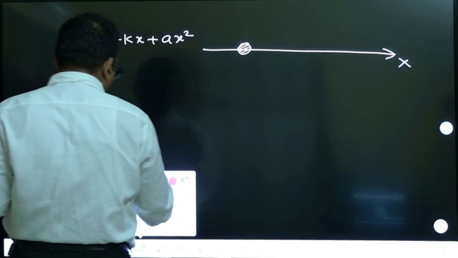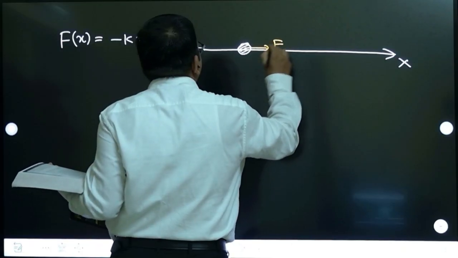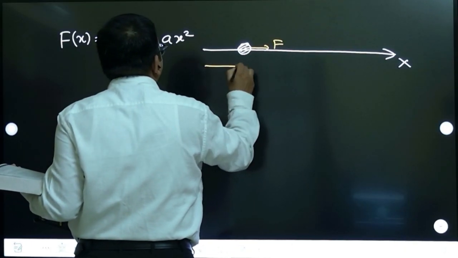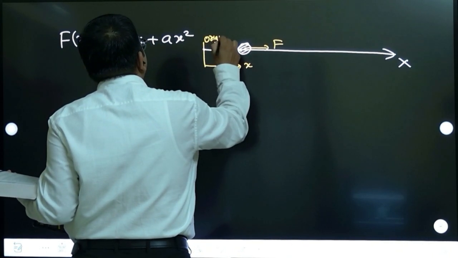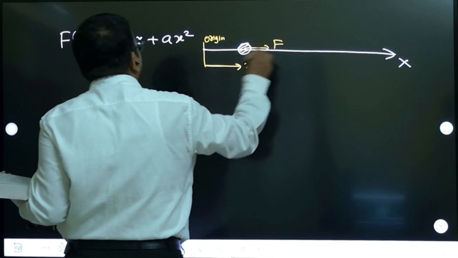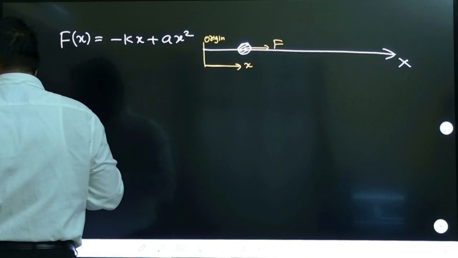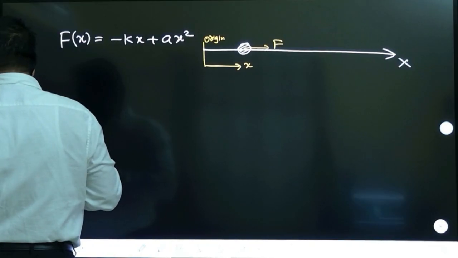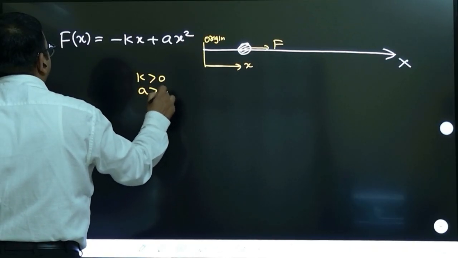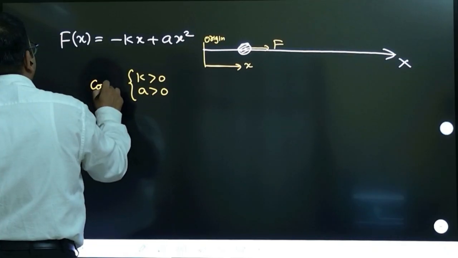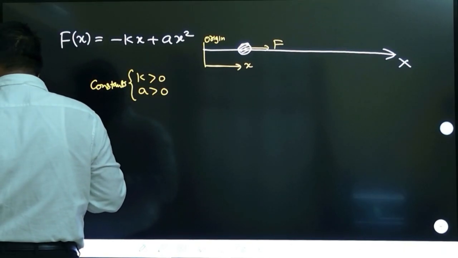So it is subjected to a force in the same direction. Force is only acting along the x-axis. Let us say in this direction force is acting. This force depends on position. This is the position from origin. Let us say this is origin. So from origin position is x, and this is force. Force depends on position. K and A are positive constants here.